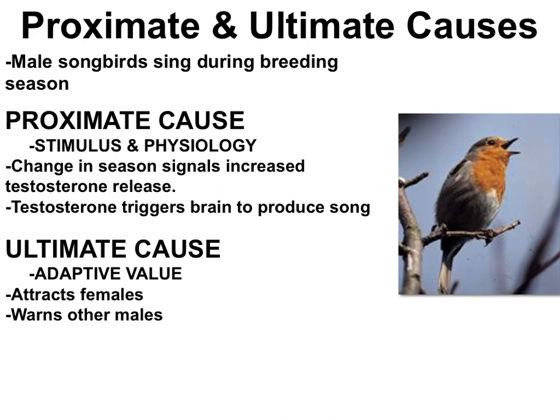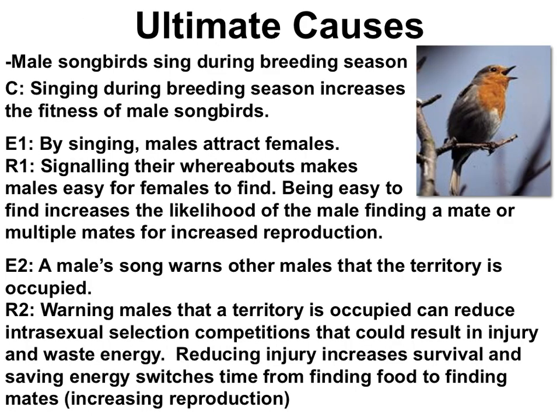Moreover, having a mating song can warn other males that a certain territory is already taken. Warning other males can reduce competition and having to chase away these males, freeing up more time and energy for finding mates and reproducing. You can think of ultimate cause as a CER for why this behavior increases the fitness of organisms, where the claim is singing during breeding season increases the fitness of male songbirds. And the evidence and reasoning below. If you want, pause the video and check this out. It may help you understand ultimate cause even better.